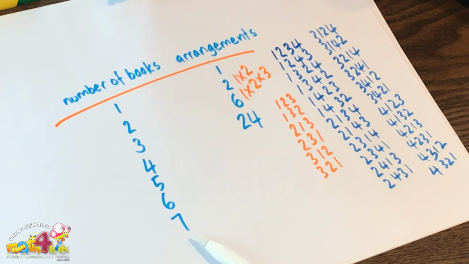How many arrangements are there altogether? The number of arrangements is also the product when I multiply from 1 to 7. In other words, 1 times 2 times 3 times 4 times 5 times 6 times 7. That product is the number of possible arrangements with 7 books.